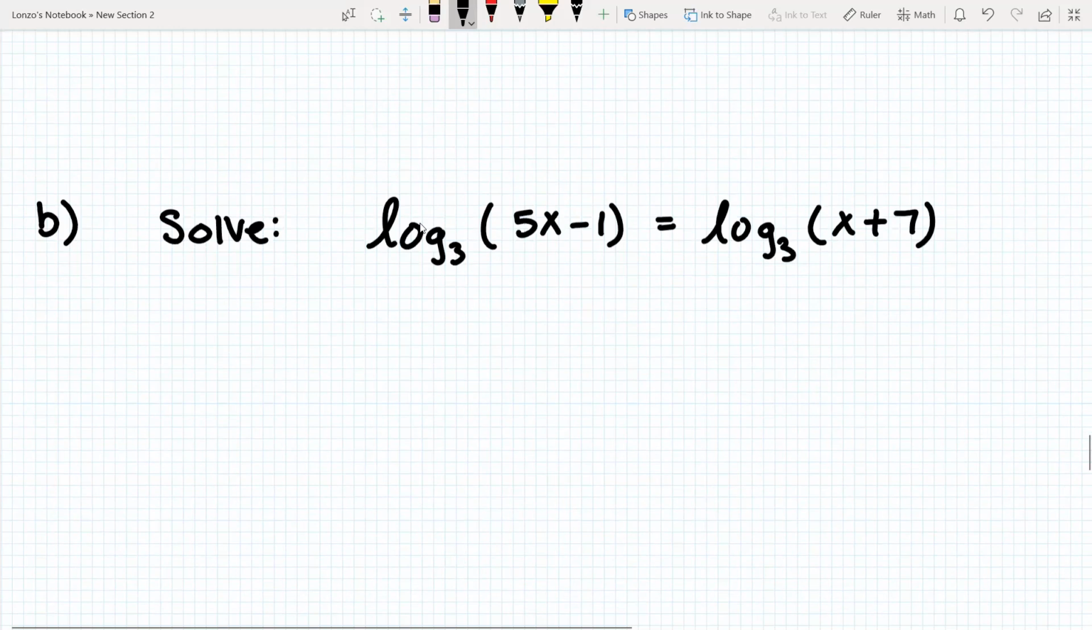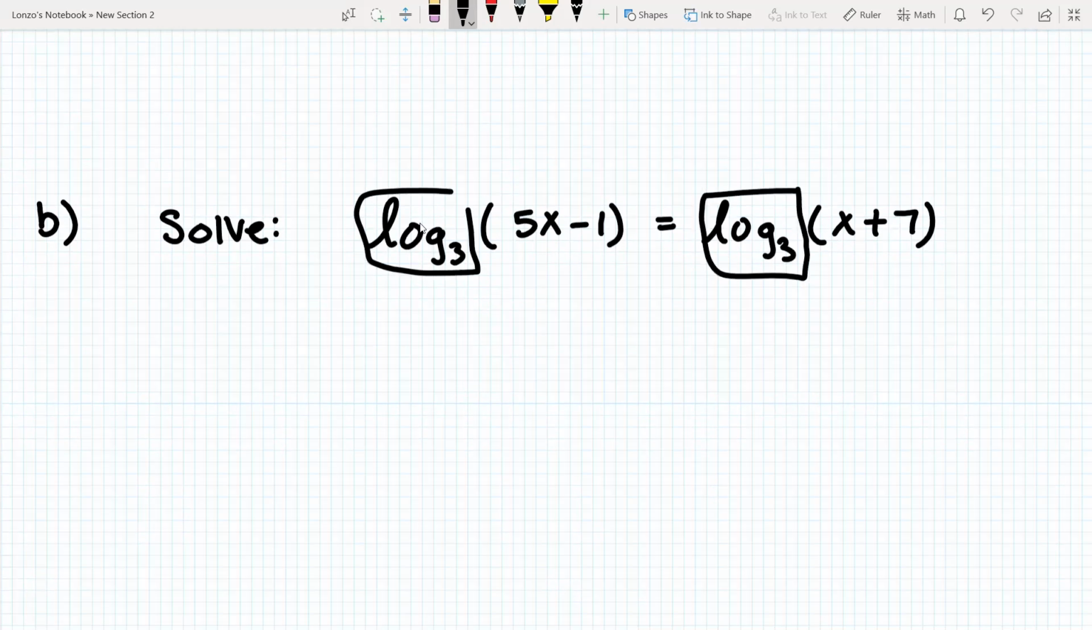Okay, let's do B. It says solve. We have log base 3 of (5x minus 1) equals log base 3 of (x plus 7). So this is actually a good one because what do you see on the right and left? They both have a common base of 3, right? That's a good sign because remember, if you have a common base, you can ignore the base and just bring down the arguments. So you have 5x minus 1 equals x plus 7, right?